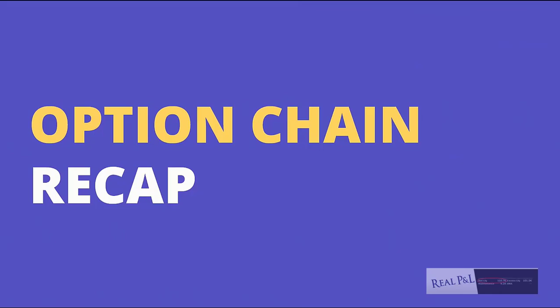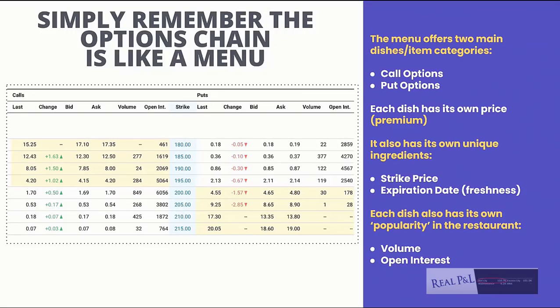Option chain recap. The menu offers two main dishes, item categories here, call options and put options. Each dish has its own price or premium. It also has its own unique ingredients, its own strike price, its own expiration date. Each dish also has its own popularity in the restaurant. It has its own volume and open interest.